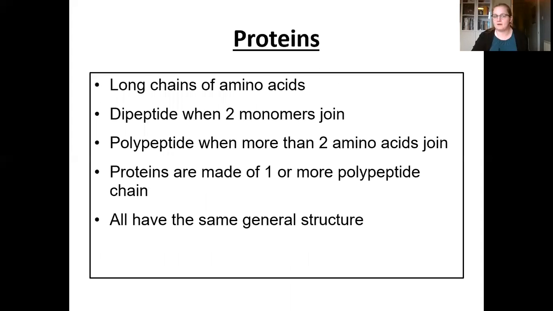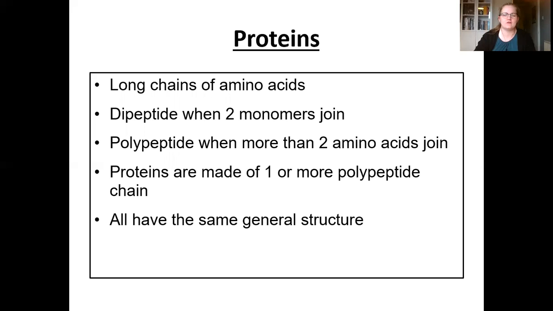So what are proteins made from? Proteins are basically just really, really long chains of amino acids. We have dipeptides, really similar to when we talked about disaccharides with carbohydrates. So a dipeptide is when two monomers join: two amino acids join together, we have a dipeptide. And then when we have two or more amino acids joined together, we get a polypeptide. So proteins are made of one or more polypeptide chains.